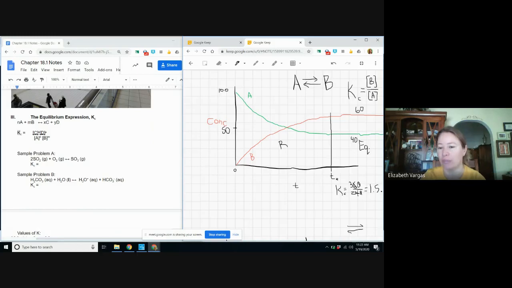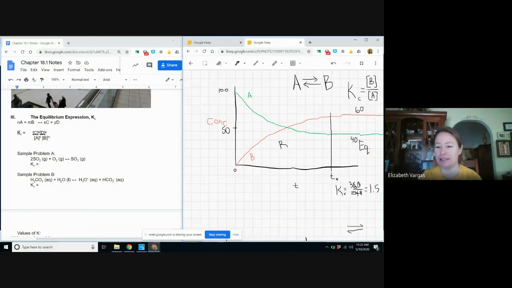Okay, so why is that important? Well, I can take any time that I want, and if it's at equilibrium, if I know K and I know one of the concentrations, I can find the other one. I can plug 1.5 in here, and I can plug the concentration of B in here, and I can find A. Or I could plug A in and the equilibrium constant, and I could find B. So that's why it's handy.